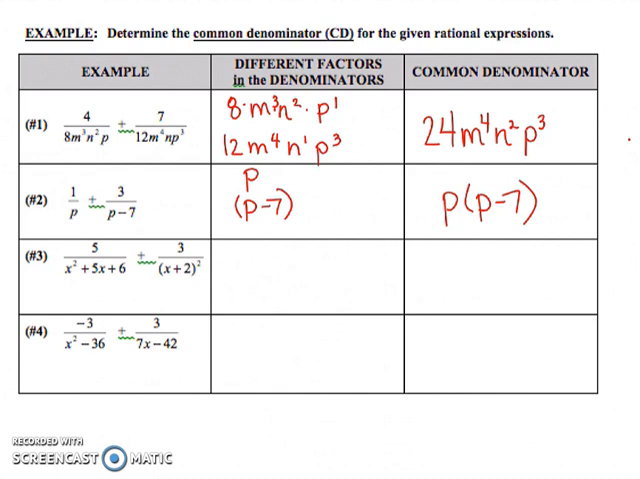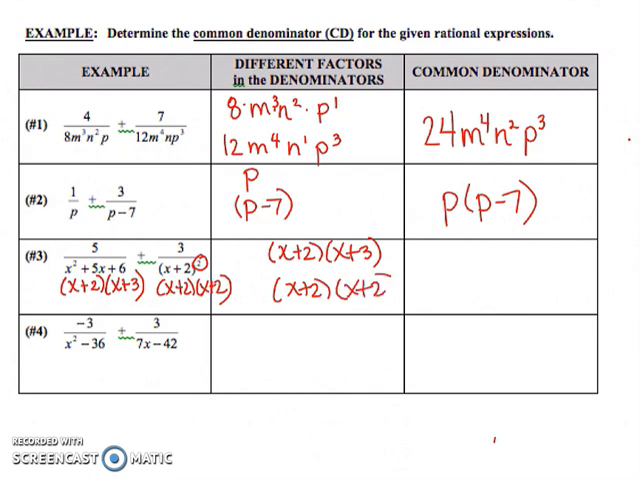Number 3, I think I need to factor first. I see an easy trinomial there, x squared plus 5x plus 6 can be factored into x plus 2 times x plus 3. Keep in mind that this squared right here means that I have 2 of these. So my first denominator is x plus 2 times x plus 3. My second denominator is x plus 2 times x plus 2.